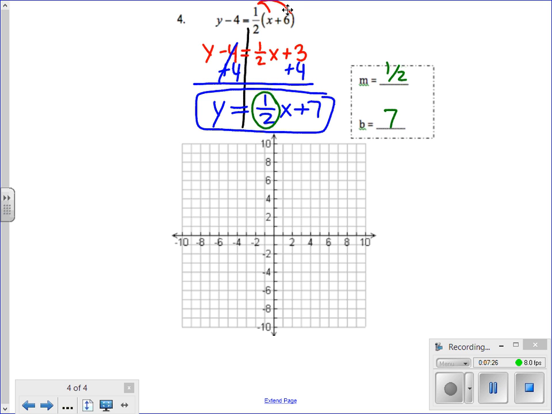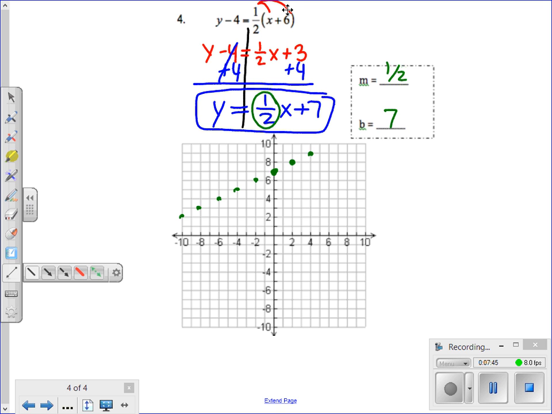So when I graph this, I start at number 7. My slope of 1/2 means I go up 1 over 2. Once I filled in to the right, I can go backwards to fill in on the left. For our last problem here, we'll take our ruler and we'll get a really nice straight line.